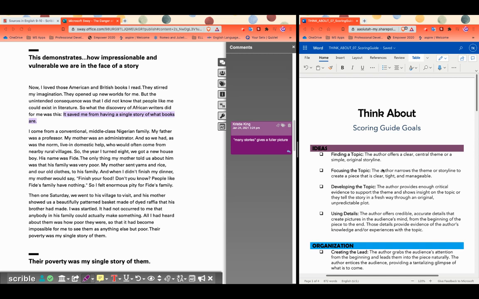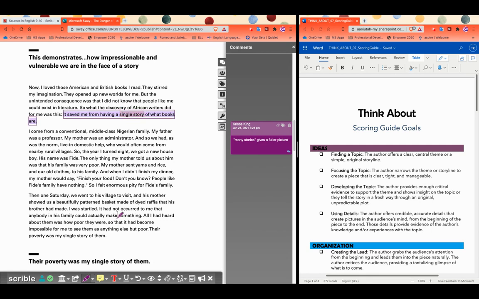Okay, so we talked a little bit about how she starts to narrow the topic with using the word single story. And if that's how she does it, you could also go through, make sure we're here, and I can highlight within the highlighting, right? Single story, if it lets me. There we go.